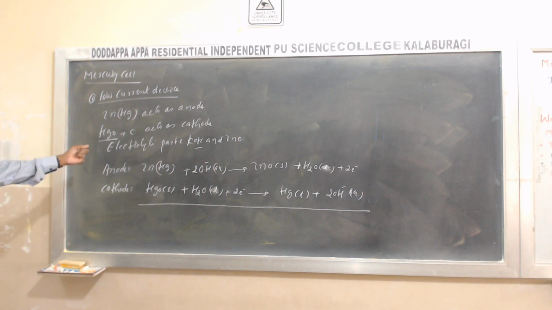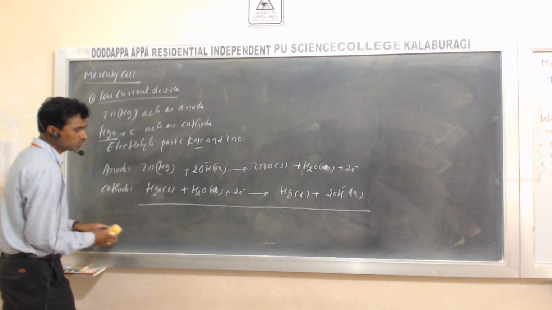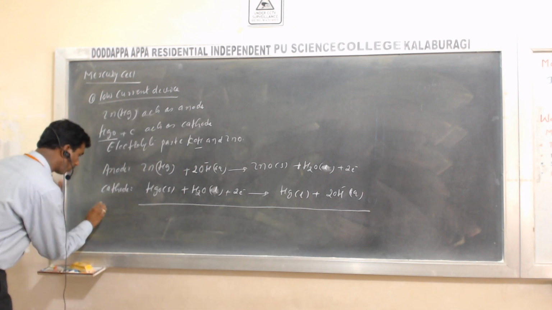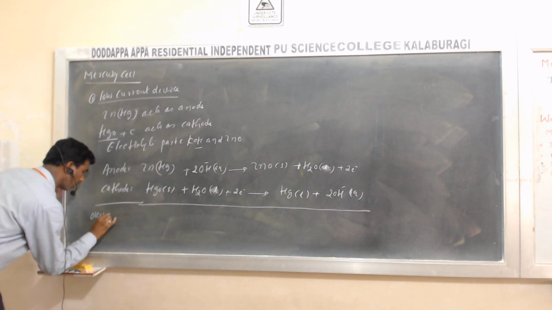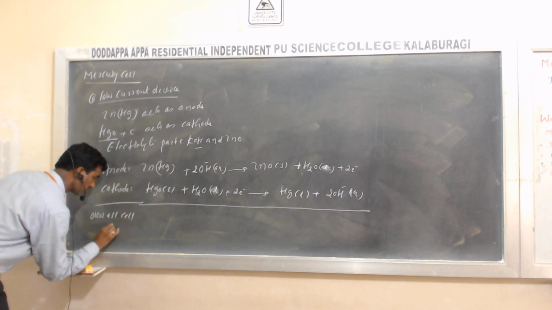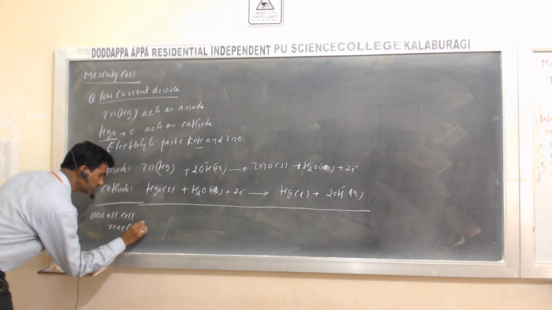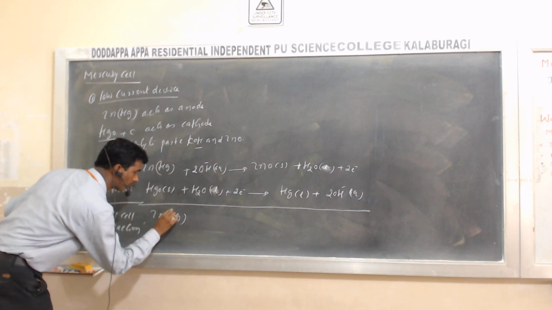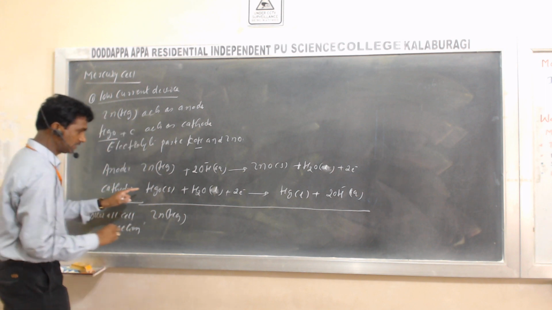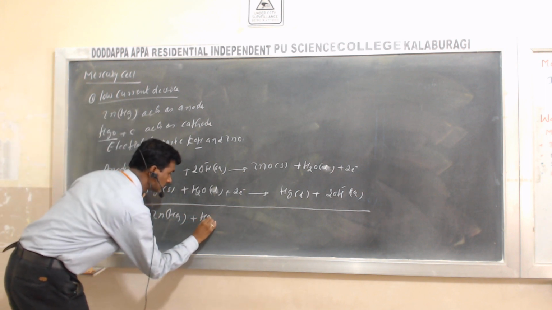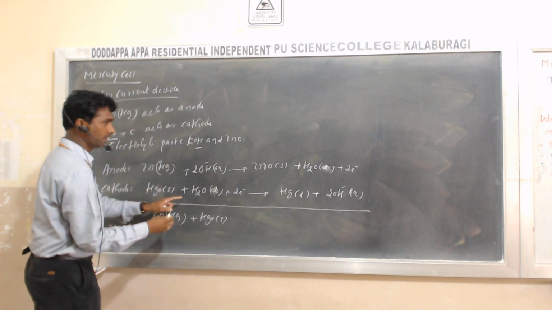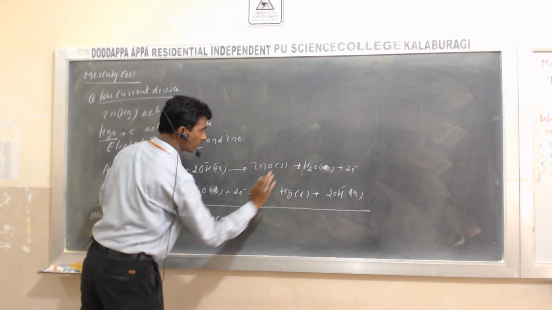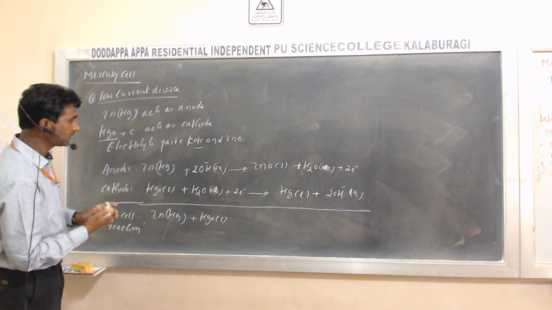Once you know the anodic reaction and the cathodic reaction, it is easy to write the overall cell reaction. You take the left-hand side: zinc amalgam and mercury oxide solid. The 2 electrons are common to both the left and right sides, so you have to remove them.